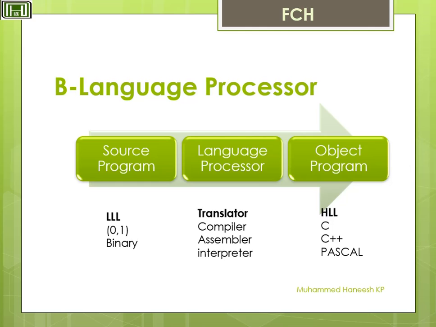Now, interpreter. An interpreter is similar to a compiler. It translates high-level instructions into an intermediate form, which is then executed. A compiler takes the whole program, while an interpreter takes the program line by line. That is the major difference. So, a language processor converts high-level language into a machine acceptable format.